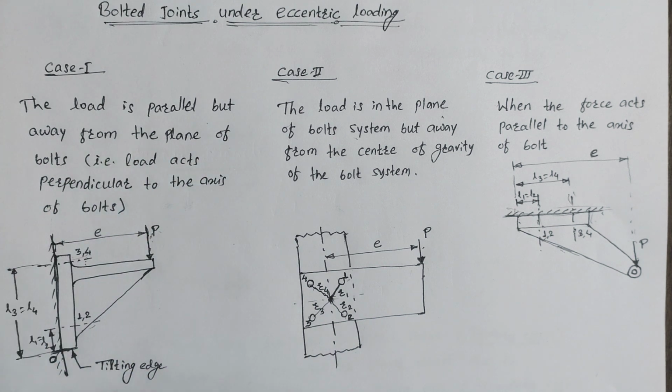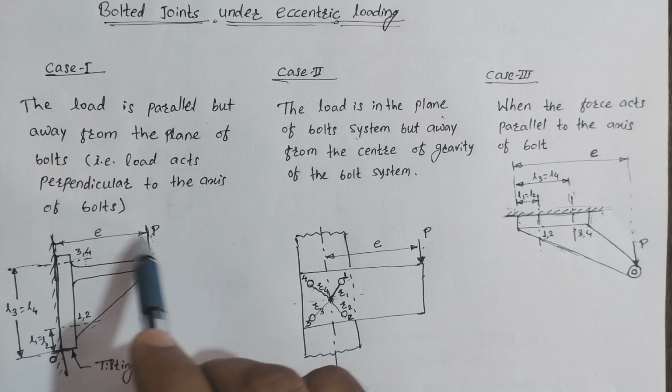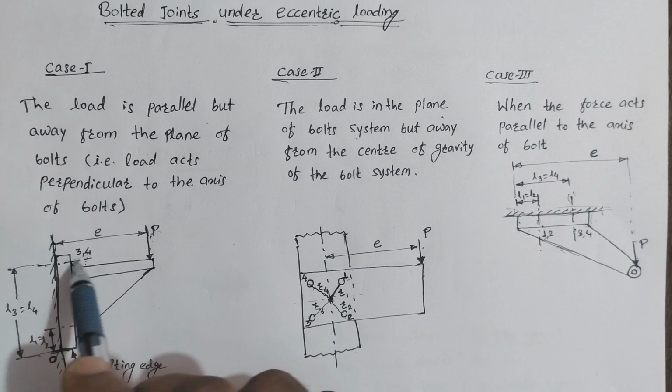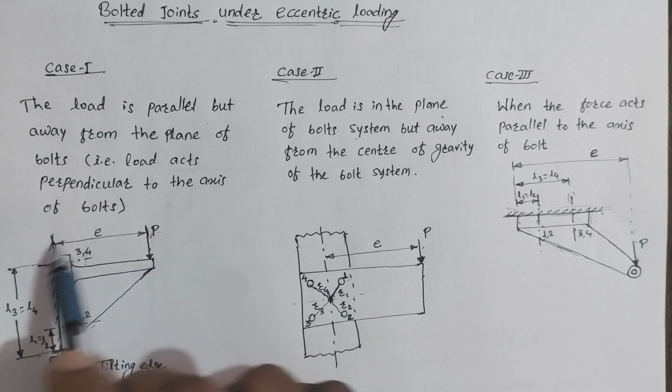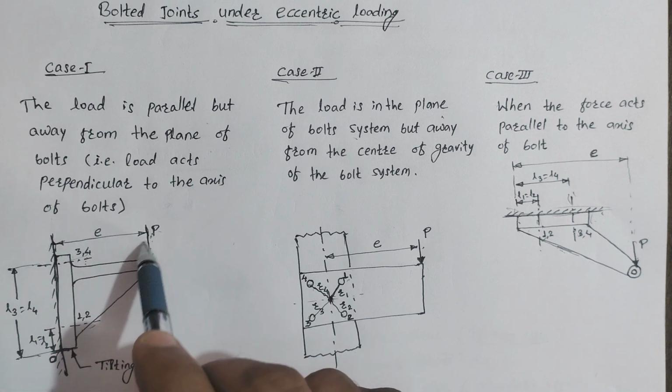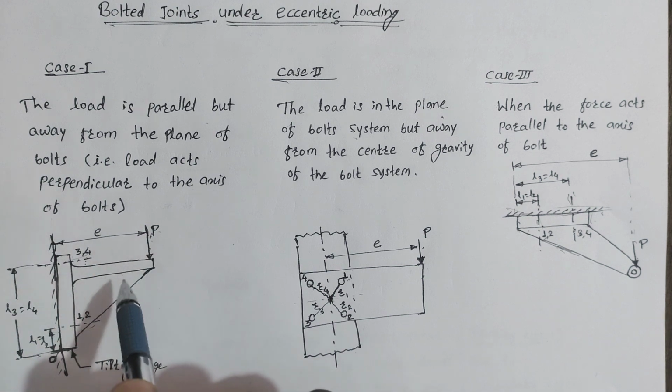So you can see in this figure, this bracket is fixed with the vertical wall and load P is acting at some eccentric distance, and this bracket is fixed with the 4 bolts. So load is away from the plane of the bolt but it is perpendicular to the axis of the bolt. So this is case 1.